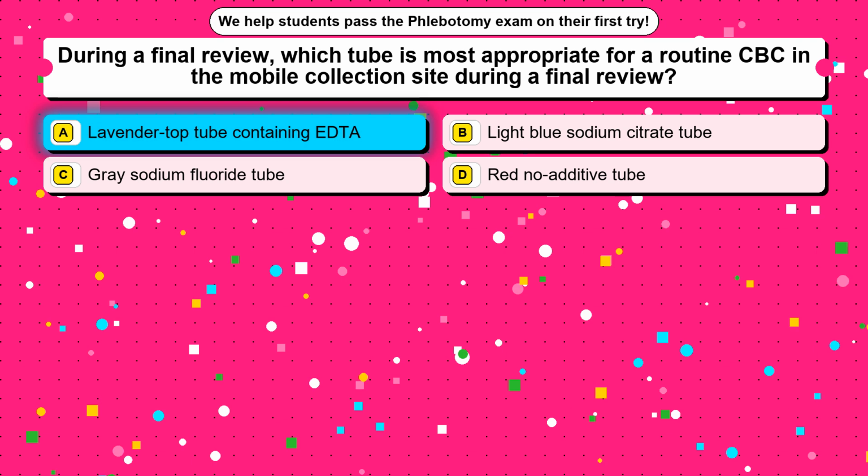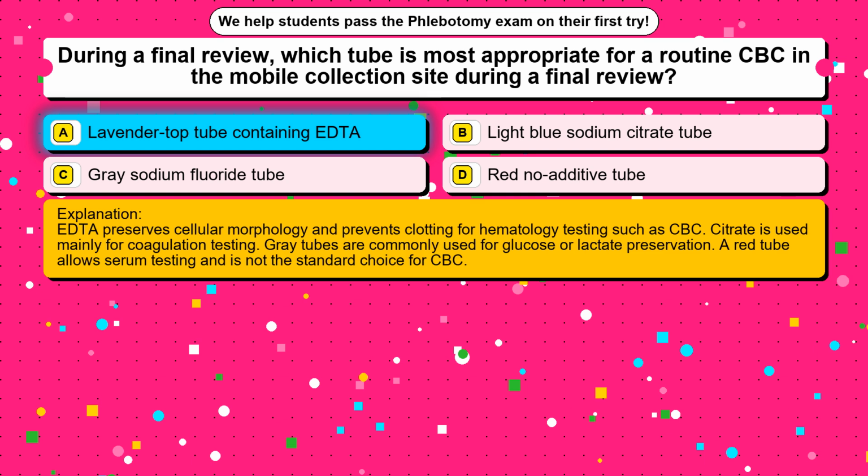The correct answer is option A. Lavender top tube containing EDTA. EDTA preserves cellular morphology and prevents clotting for hematology testing such as CBC. Citrate is used mainly for coagulation testing. Gray tubes are commonly used for glucose or lactate preservation. A red tube allows serum testing and is not the standard choice for CBC.